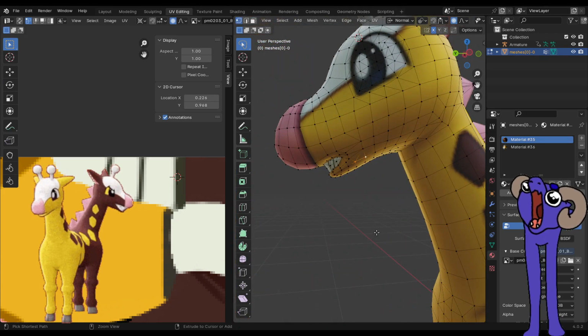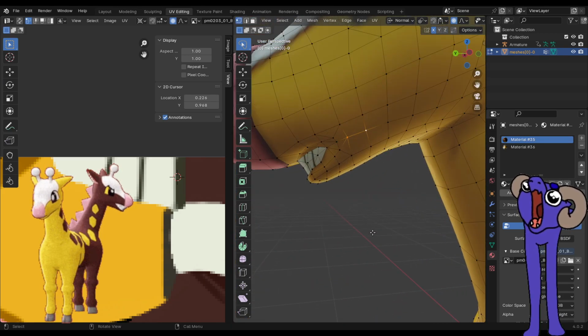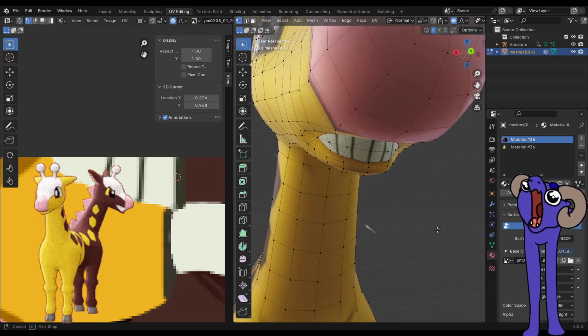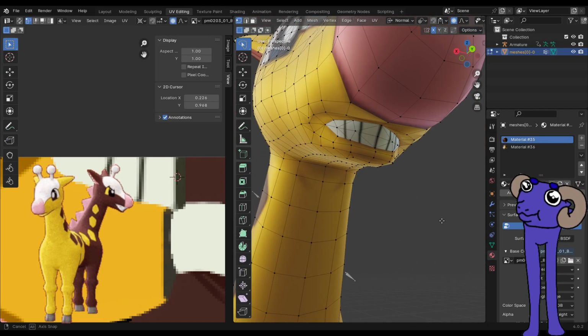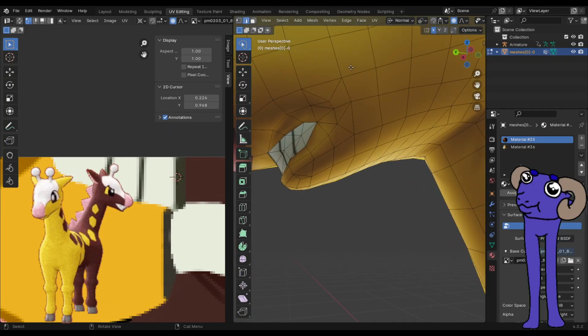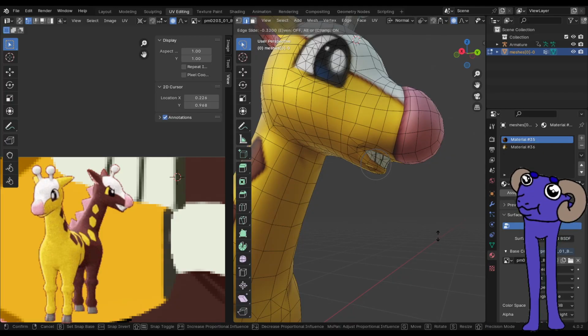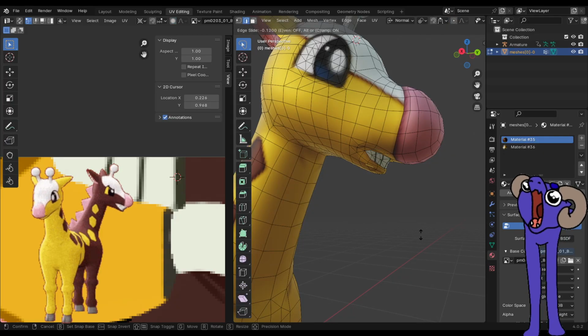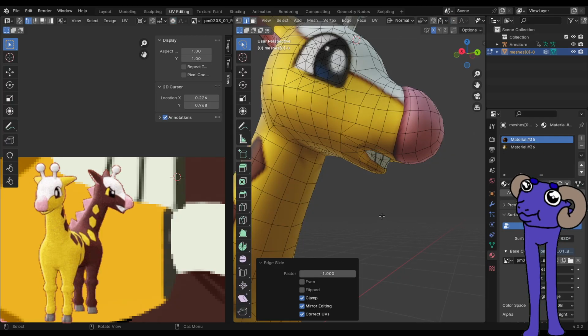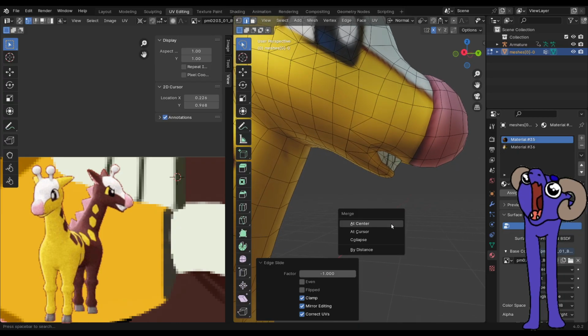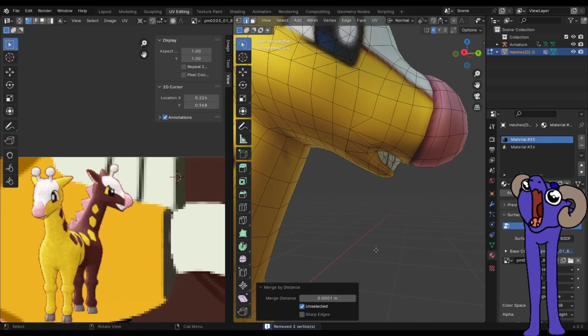Oh yeah, right, it's not gonna be symmetrical. I need to do that on both sides. And probably the easiest way to do that would be to... and then merge by distance.